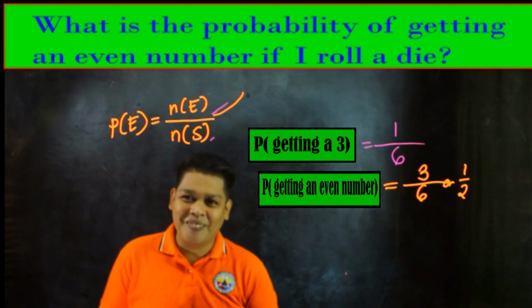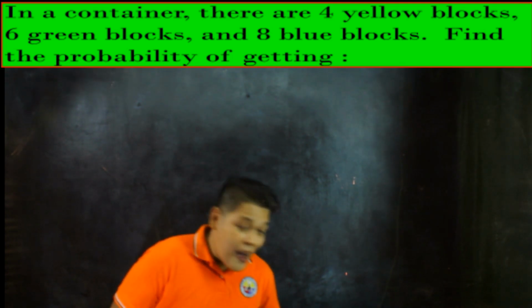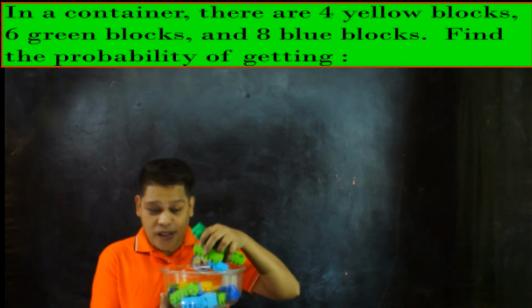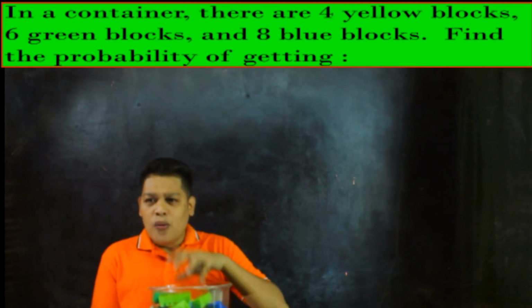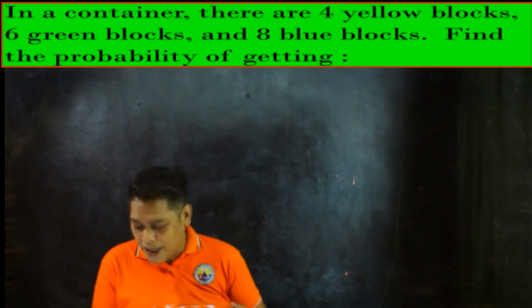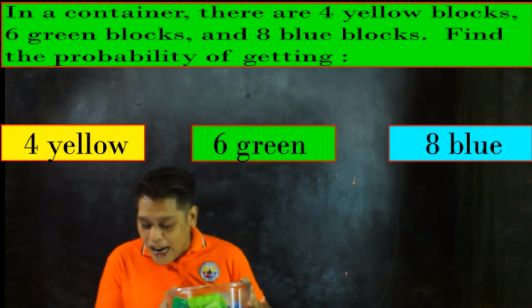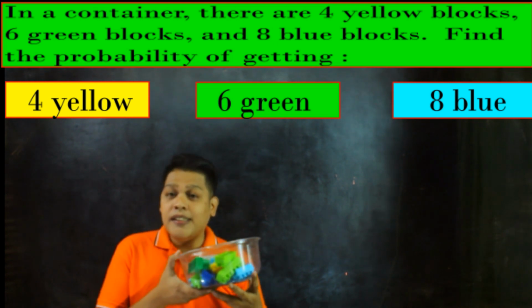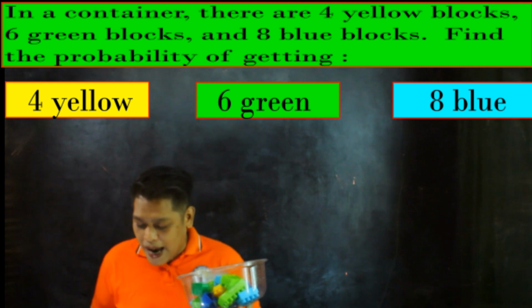Did you get it? So for example, number 3, I have here blocks of different colors in this container. So the problem will be: in a container there are 4 yellow blocks, 6 green blocks, and 8 blue blocks.